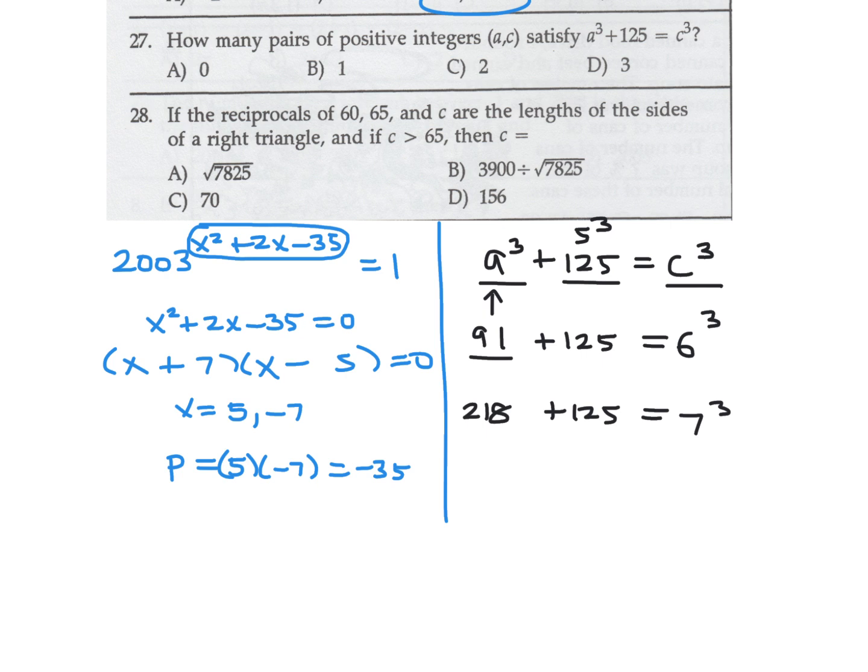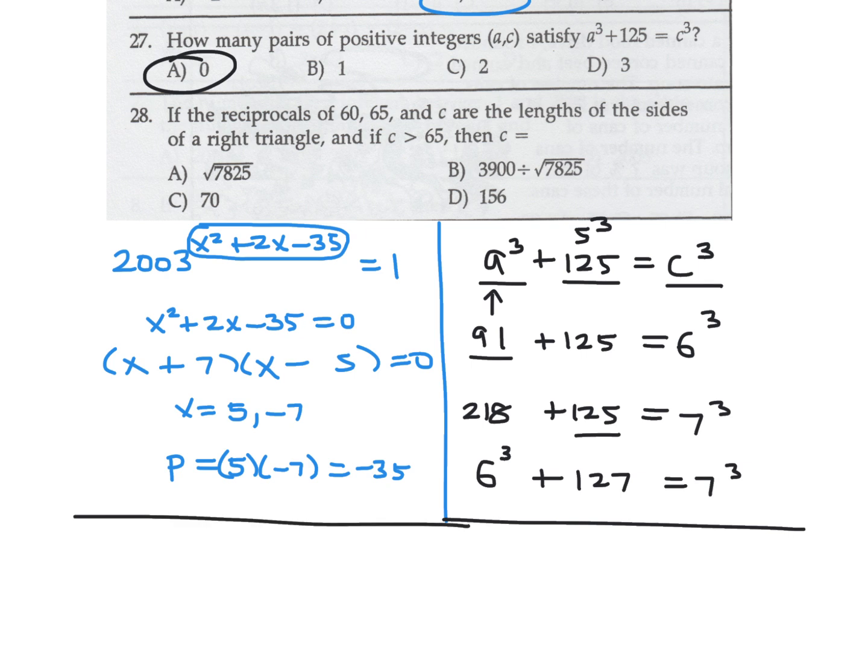Let's see what happens if I fiddle around with this. If I force them to be perfect cubes, 6 cubed is equal to 7 cubed, then what do we get here? We get 216, and I think you have to add 127, but that's 125. So you fiddle around with this, you'll figure out that there are no integer solutions. It doesn't work for anything, so it all falls apart.